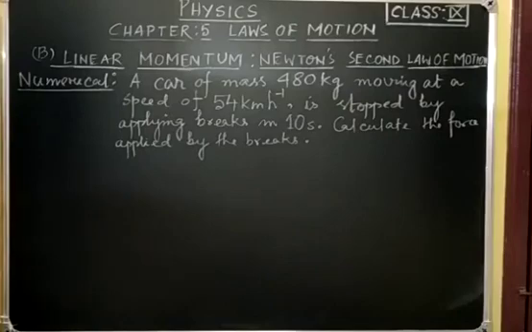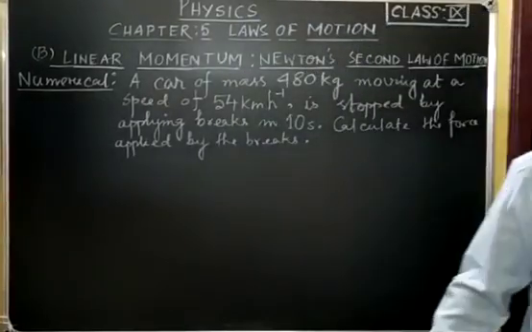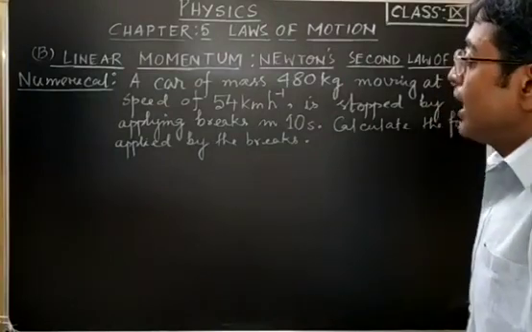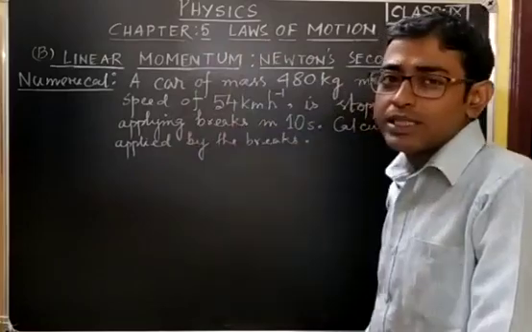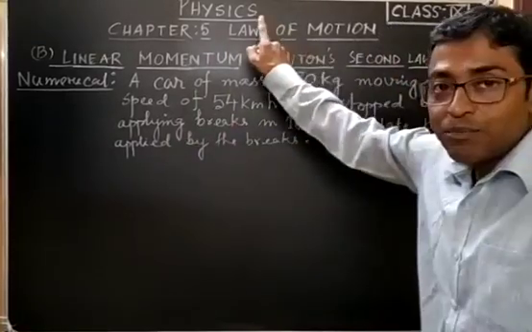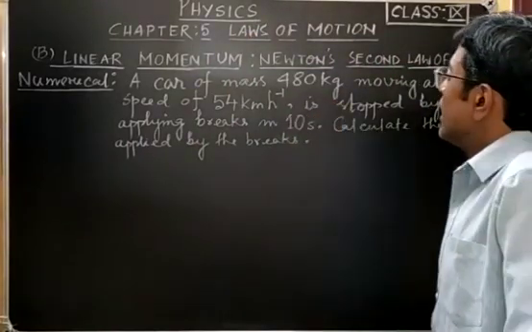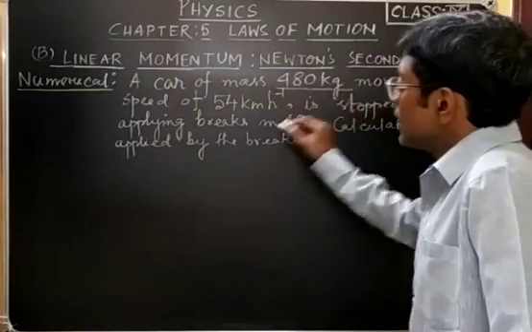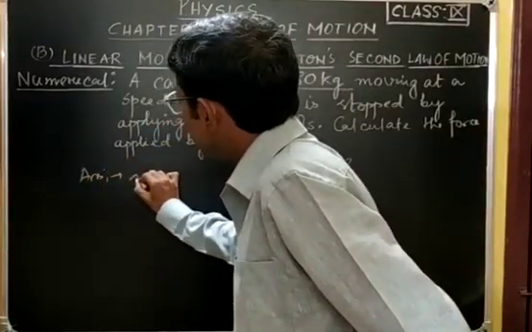Now we'll start a numerical related to the second law of motion, and you can expect one numerical from here. I have not given the question, and remember one more thing, just forget about this chapter number. We are doing it from different books. So the chapter is law of motion, that's it. A car of mass 480 kg, the mass of the car is given. So I am doing the answer here. These are easy problems, remember.